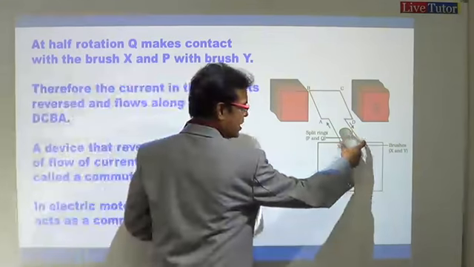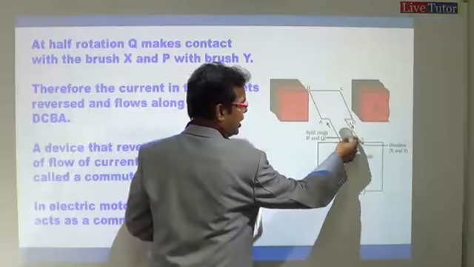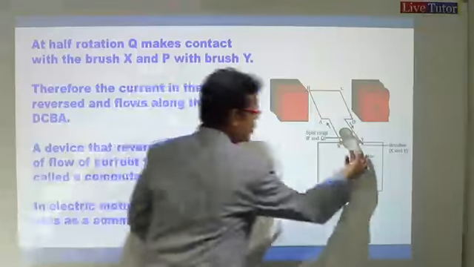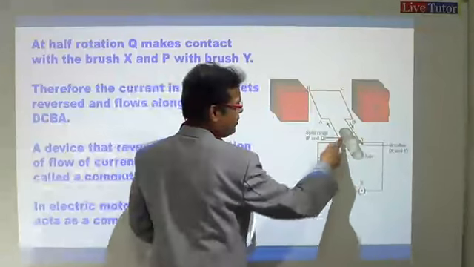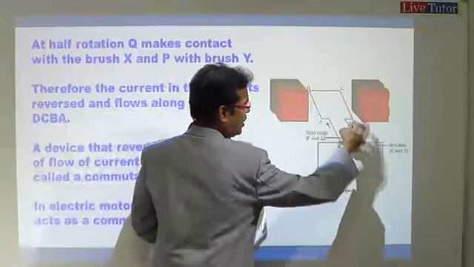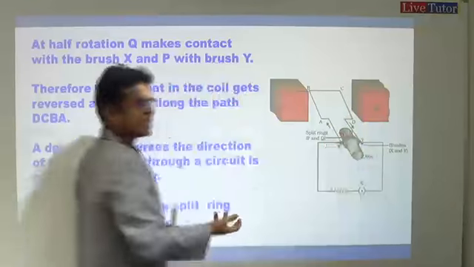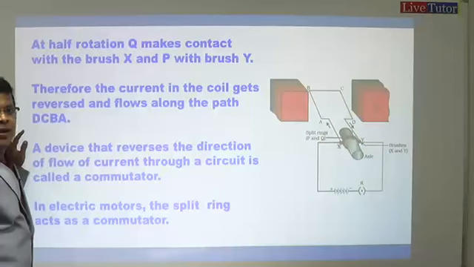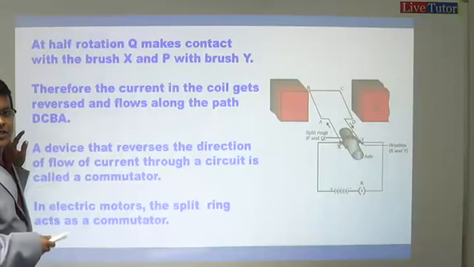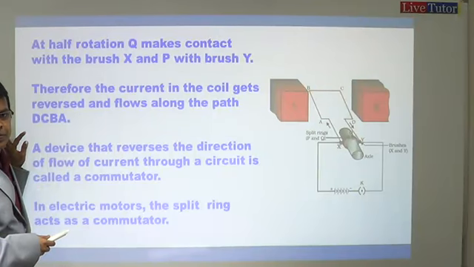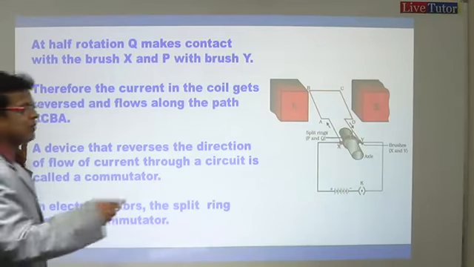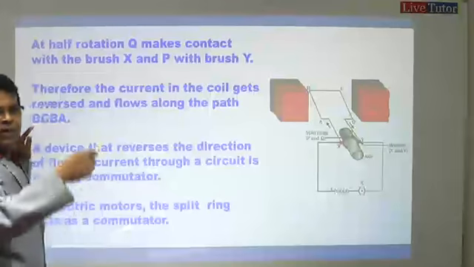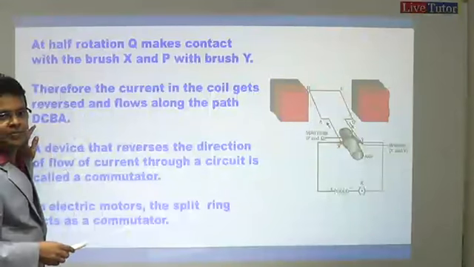The carbon brushes are stationary, but the split rings are moving. So once they rotate, what will happen? Earlier P with X and Q with Y. Now P with Y and Q with X. That is half rotation. Now what will happen? The current will start flowing in the other direction, reversing the current. So instead of current flowing from ABCD, now the current will flow from DCBA.